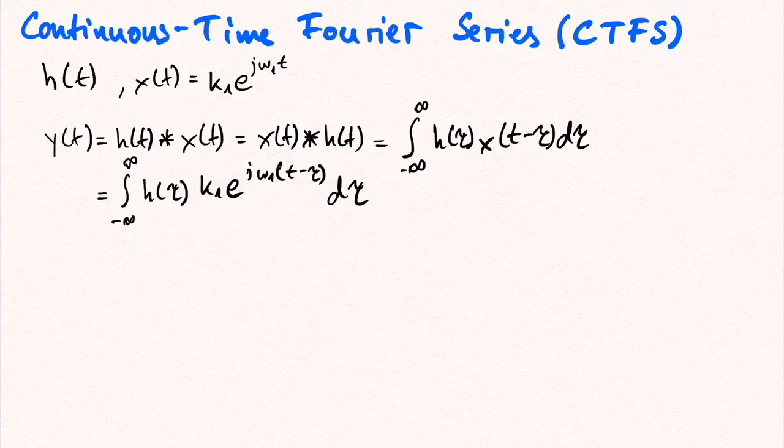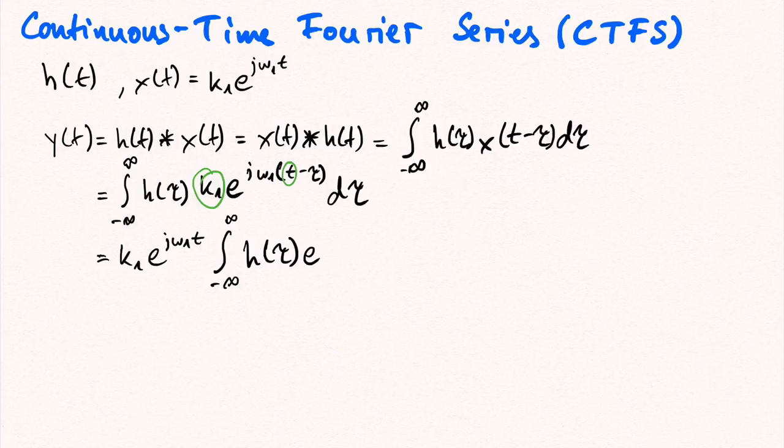Note that the factor k1 and e to the j omega 1 t is independent of tau. Hence, we can move it outside the integral so that the integral is equal to k1 e to the j omega 1 t times the integral from minus infinity to infinity of h of tau e to the minus j omega 1 tau d tau.